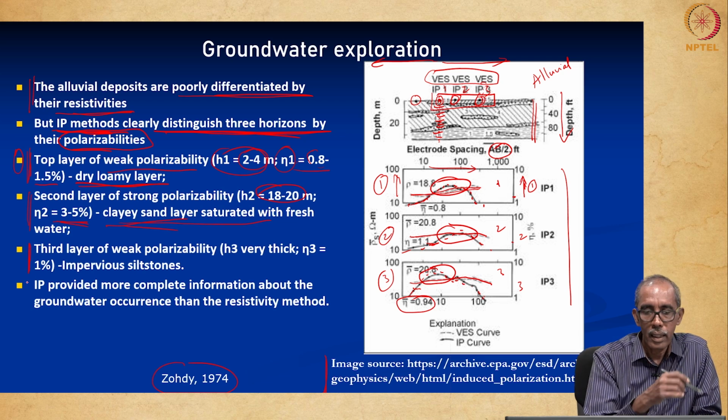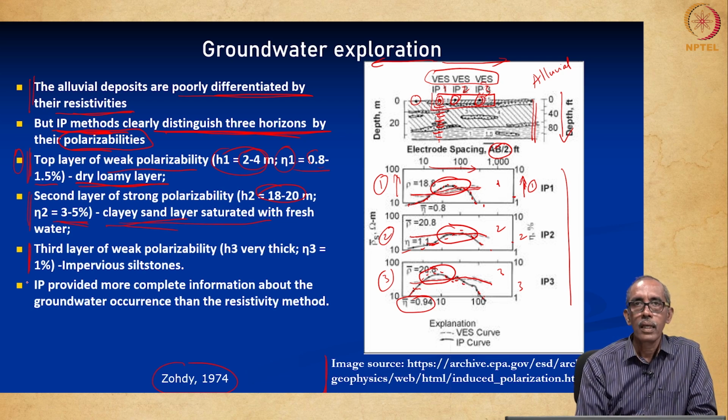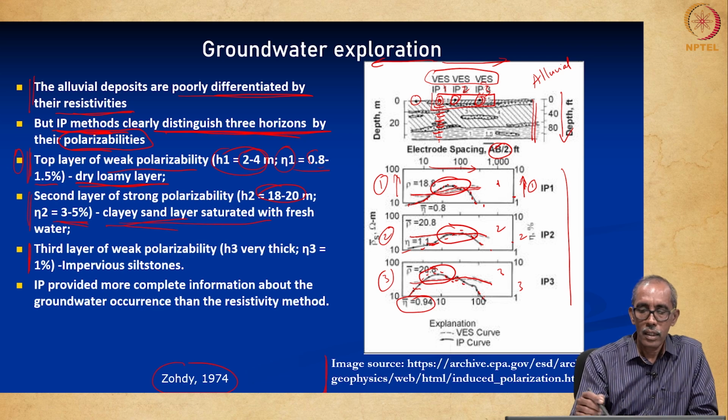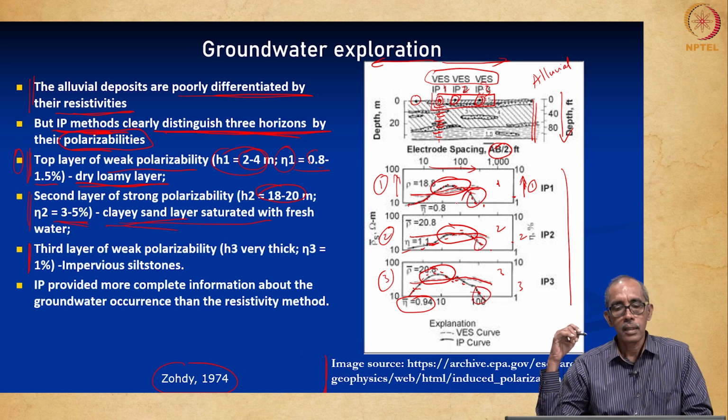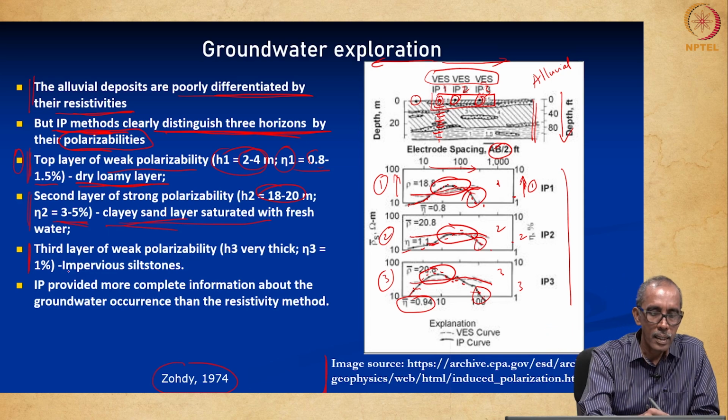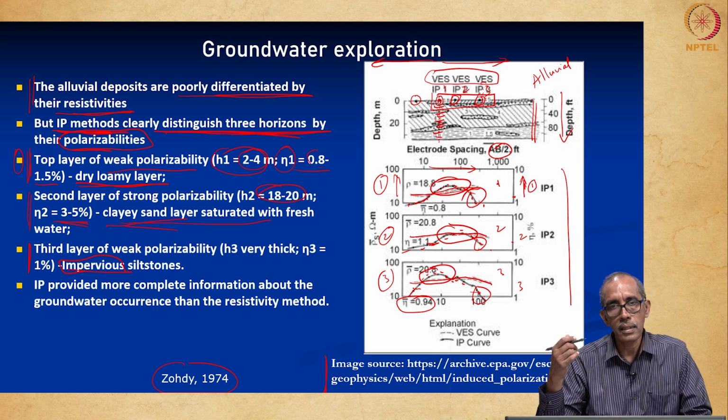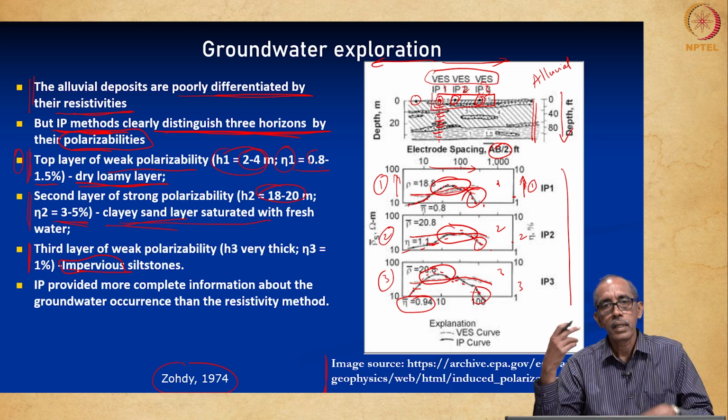Then the third layer. The third layer is comparatively of higher thickness, right, and the chargeability is very less for the third layer. Hence, the third layer is interpreted as an impervious rock. Impervious, in this case it is a siltstone. So, there is no water at all. So, chargeability is very less.